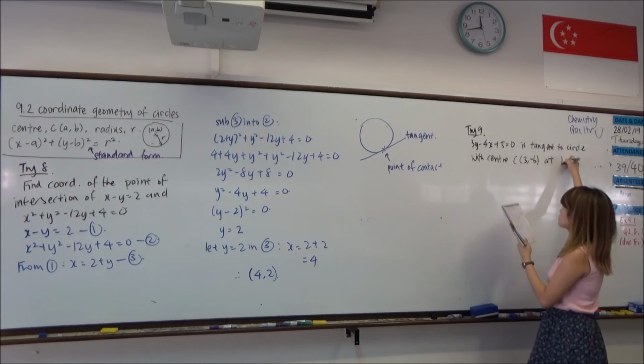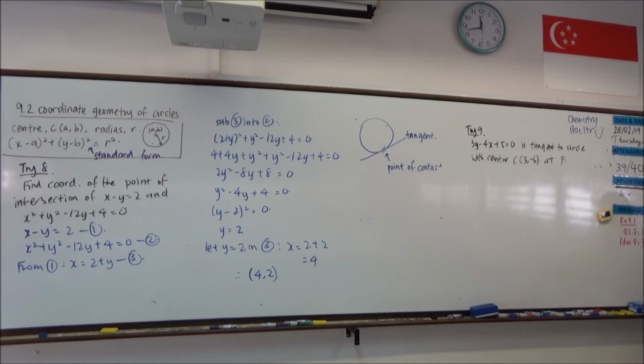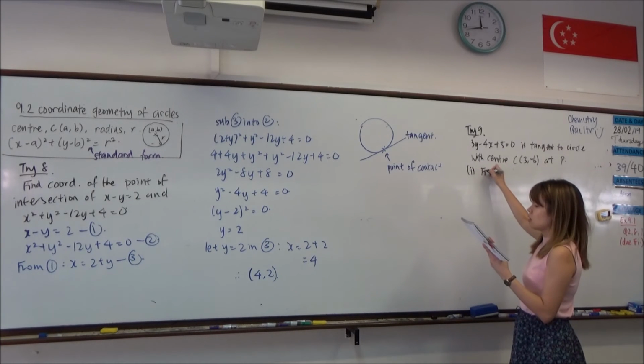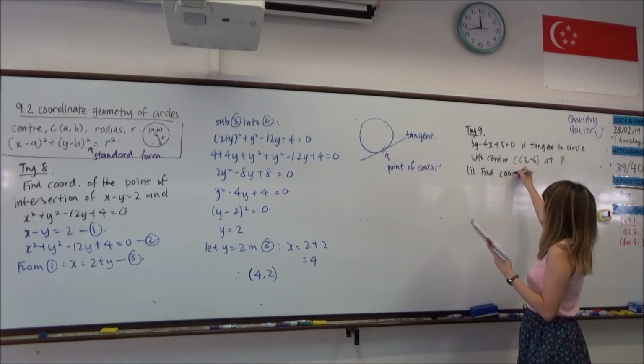In try 9, we are given this equation of a line such that it is actually a tangent to the circle with the center 3, -6. And this line is tangential to the circle at the point P. Okay, so part 1, we want to find out what are the coordinates of the point P.